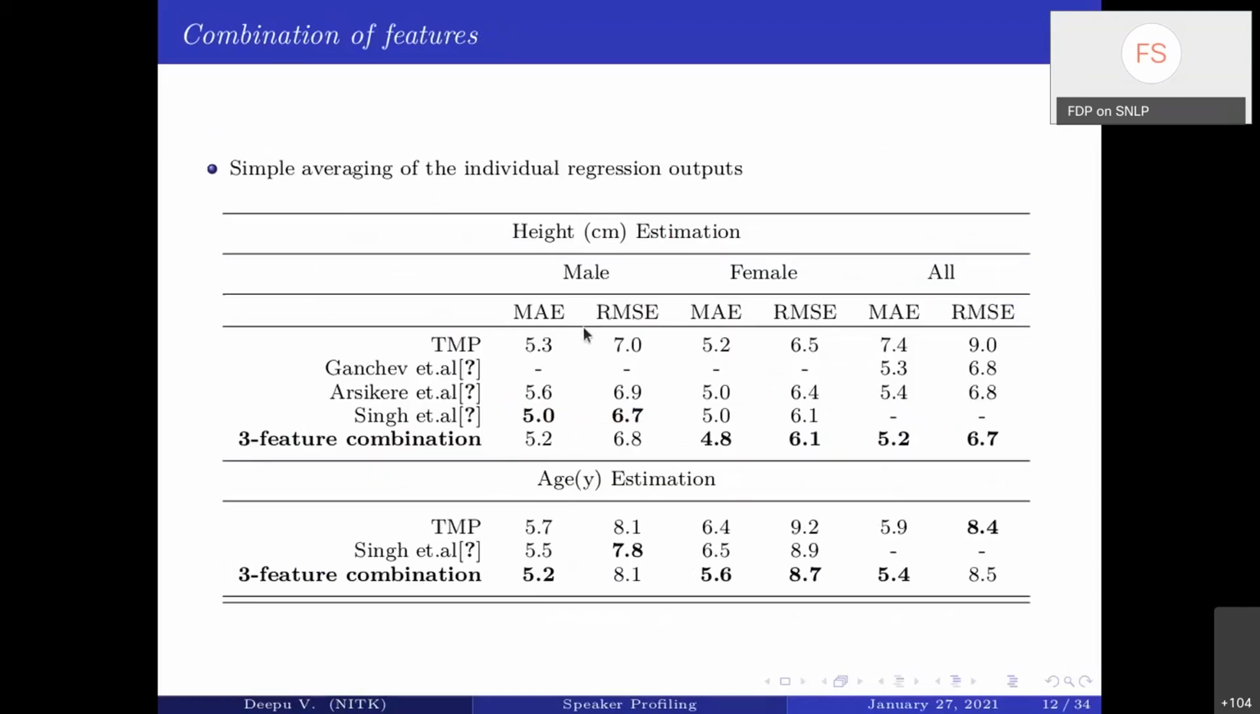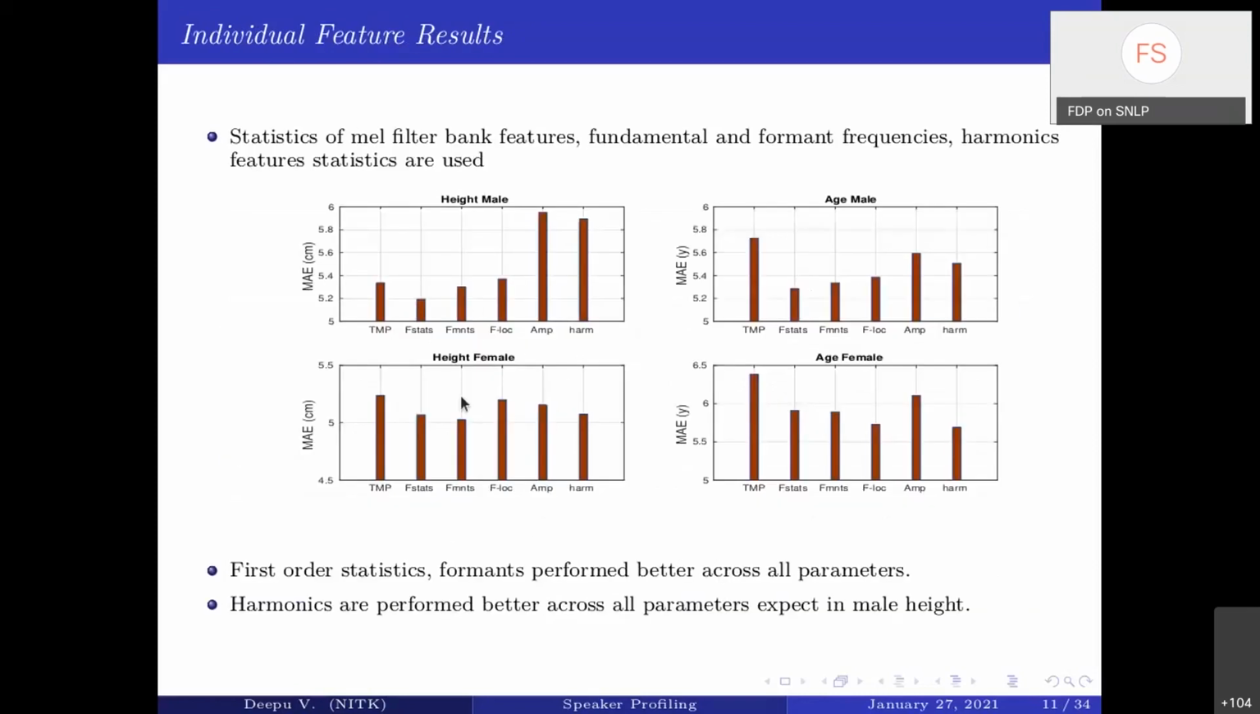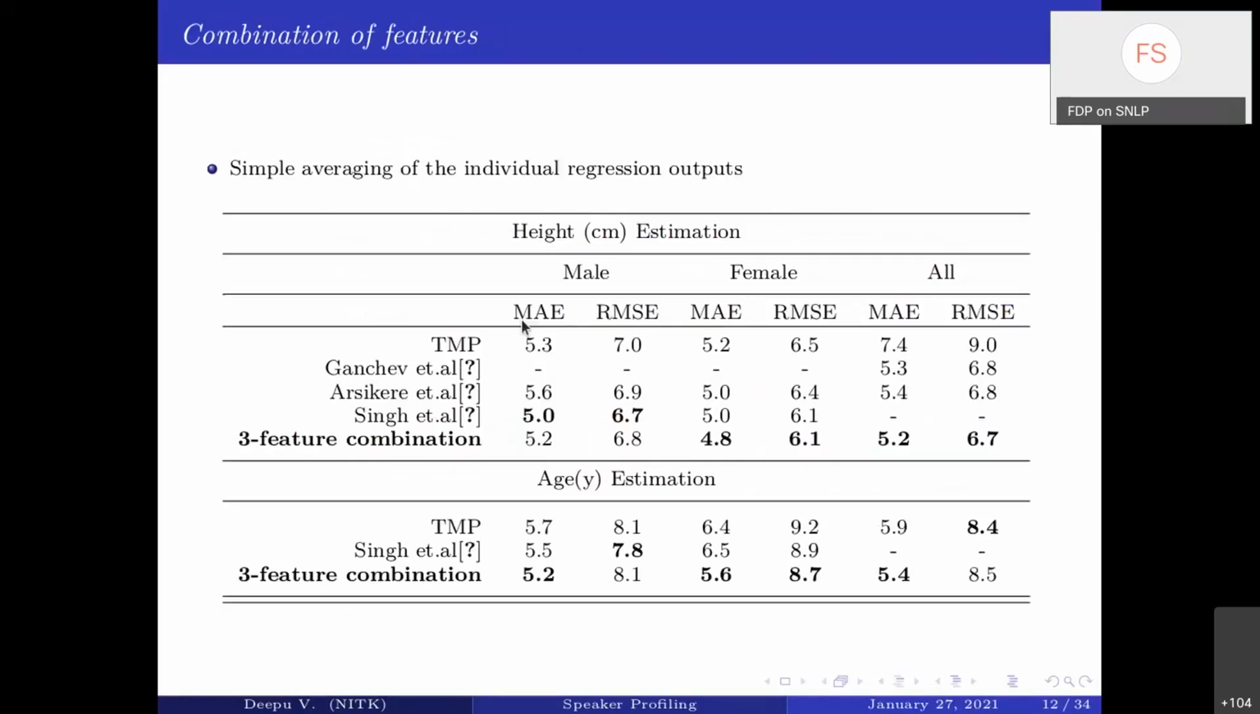This is just the numbers, and we then tried to combine these individual outputs to get better than each of these predictions. So basically we tried to do an average across different feature predictions. So this is some set of results that we have.